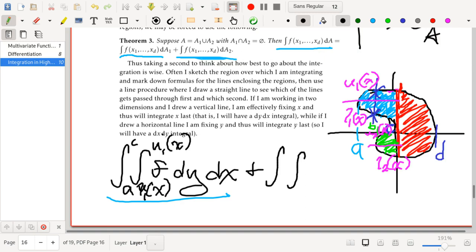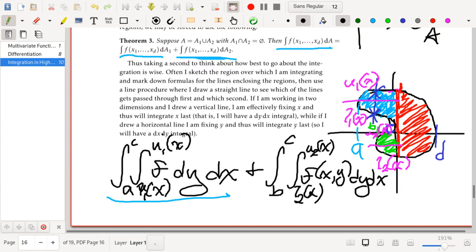So we would integrate from L2 of x to U2 of x, and here x would range instead from B to C, f(x,y) dy dx. And then finally, we would have an integral where x is ranging from C to D, and y is ranging from, let's split this up here, L3 of x, and then U3 of x.